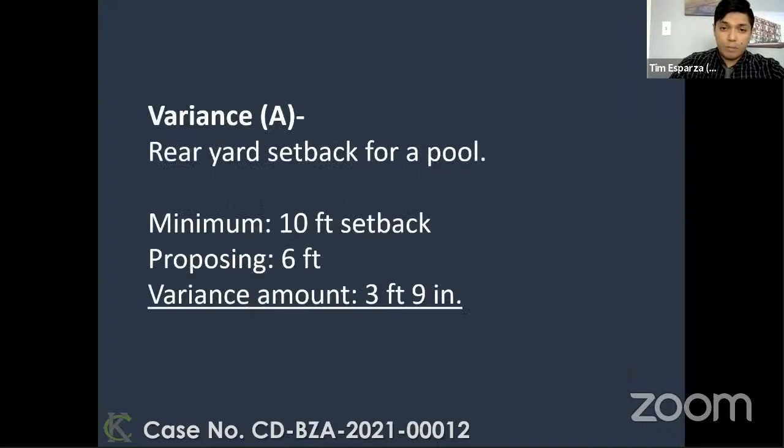City code requires swimming pools to be set back at least 10 feet from the rear property line. For the proposed pool, the applicant will require a 3-foot 9-inch variance from city code. And as a side note, there was an approved variance for a pool setback at 9409 Northeast 93rd Terrace, which is right down the street from the subject property. And with that, I conclude my presentation.